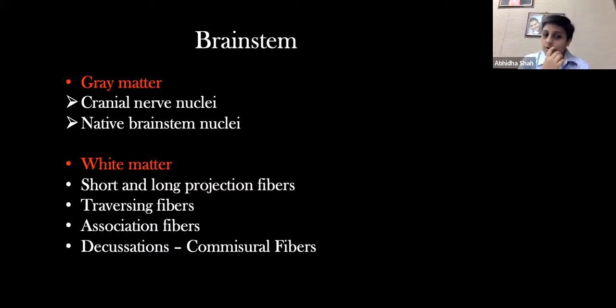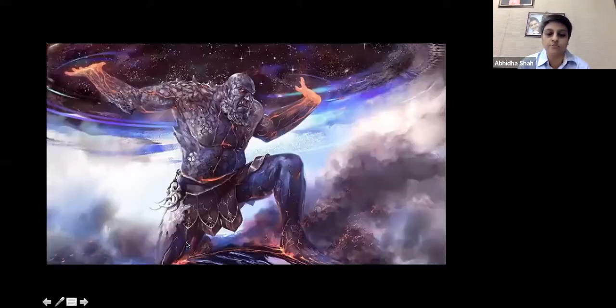So when you are drawing your cut sections of the brainstem, if you understand this organization, it becomes very easy for you to understand. So I've divided it into short and long projection fibers, traversing fibers, association fibers, and the decussations or the commissural fibers. So we'll go into that later. First, let's see the gross anatomy of the brainstem, then the internal structure of the brainstem.